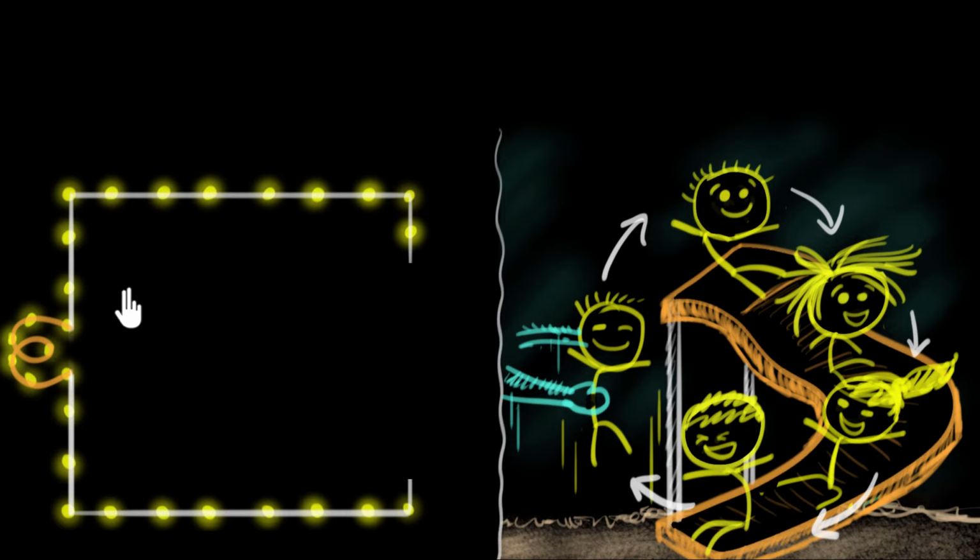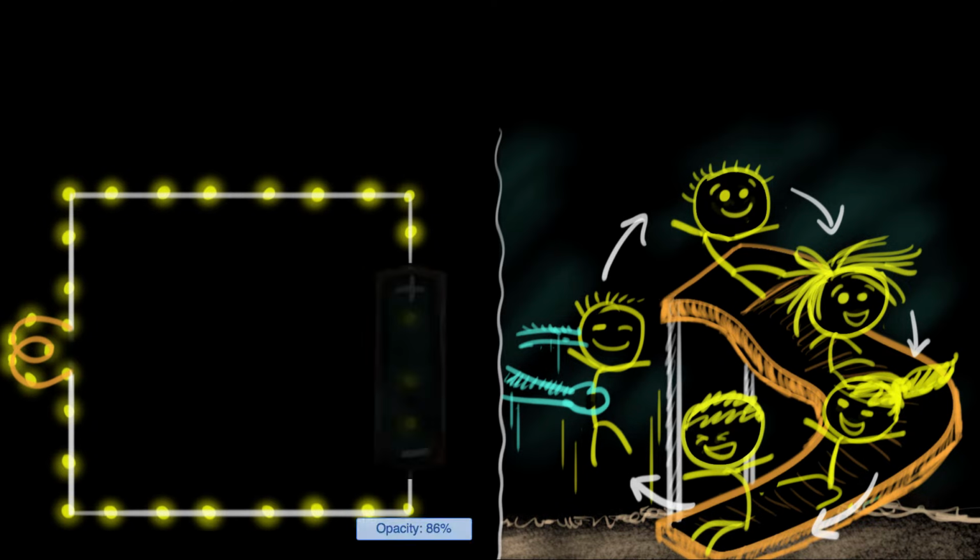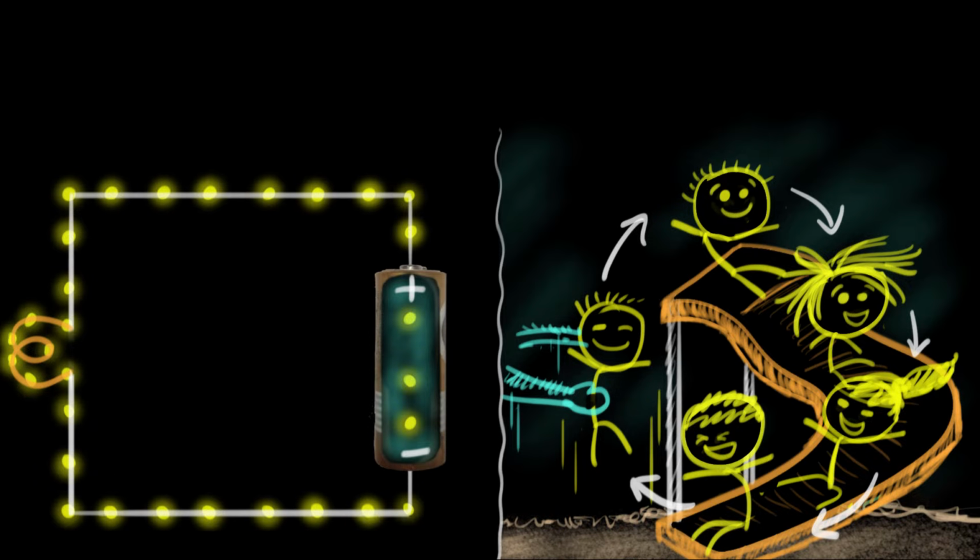So to make them move, we need to push them. Just like how gravity pushes these kids, we need an electric force to push these electrons. And that electric push is what is given by a battery. So of course, there are charges inside a battery as well. But what's important is that one side of the battery is positive, the other side is negative. That starts pushing these electrons.